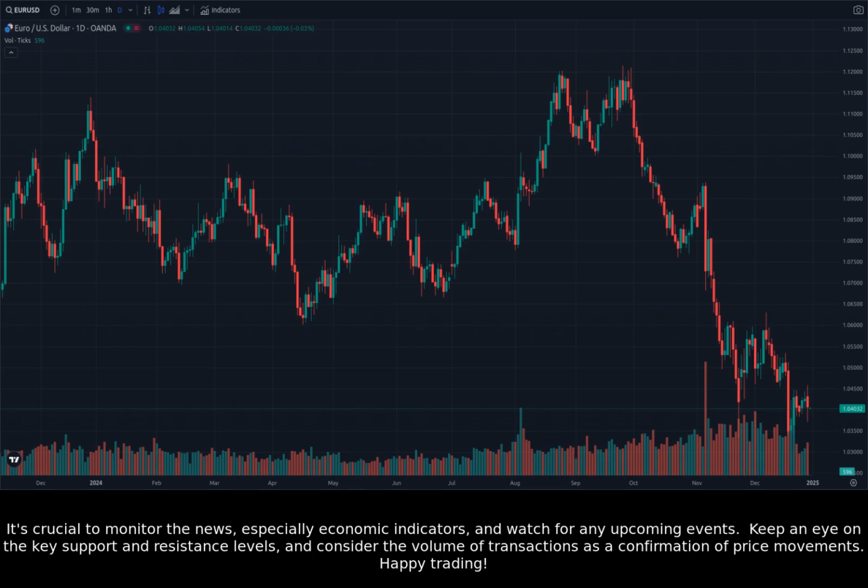It's crucial to monitor the news, especially economic indicators, and watch for any upcoming events. Keep an eye on the key support and resistance levels, and consider the volume of transactions as a confirmation of price movements.